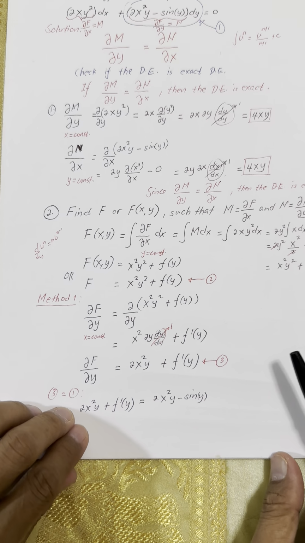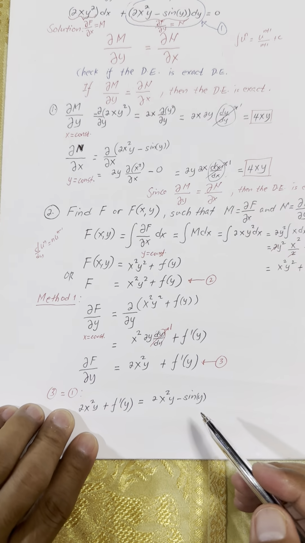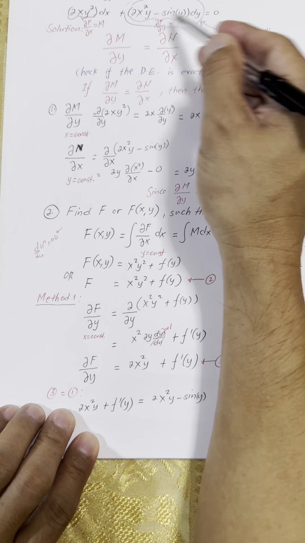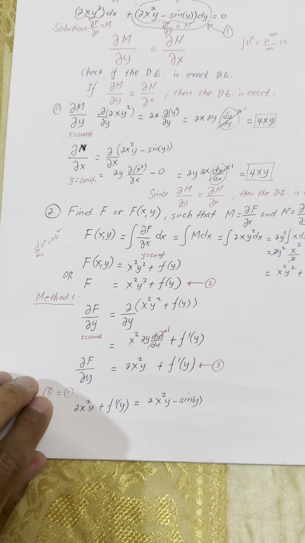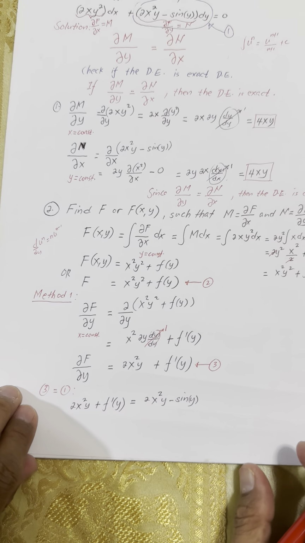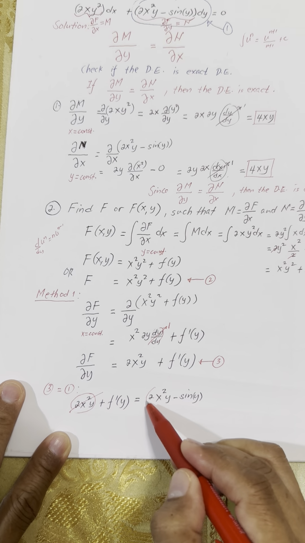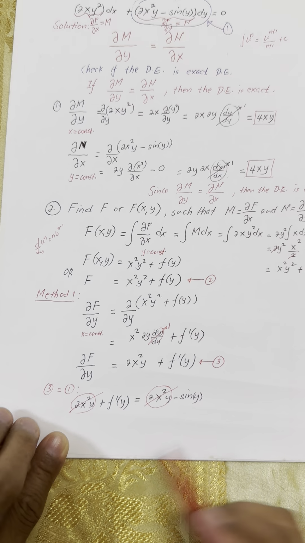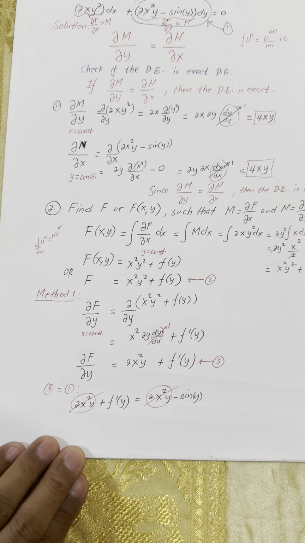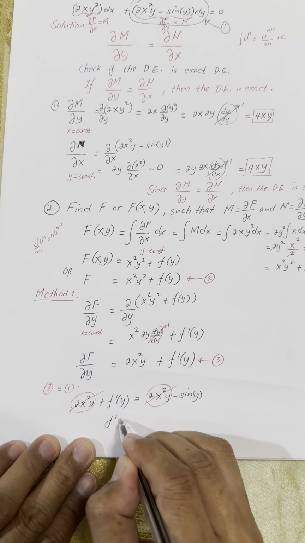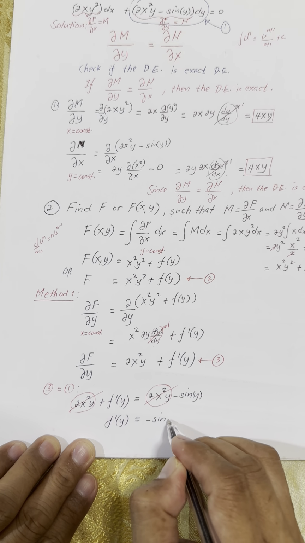We'll just take this; dy is not included because this is the partial derivative of f with respect to y, so exclude this dy. If you look at the equation, this term appears on both sides, so we can just cancel them, or subtract both sides by it. What is left is only f prime of y equal to minus sine y.